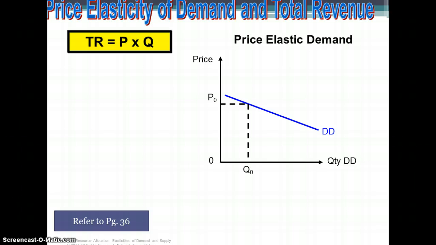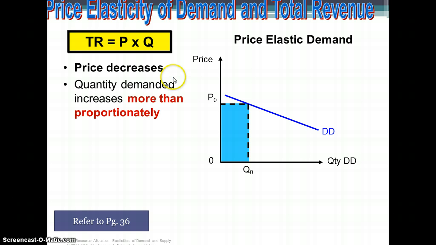So let us look at a price elastic demand curve over here. Do remember, total revenue is equal to the product of price and quantity. With an elastic demand curve, the original price is P0, and this is Q0, the quantity demanded given the price at P0. So the blue area will be the total revenue. When there is a decrease in the price from P0 to P1, quantity demanded will increase more than proportionately from Q0 to Q1.